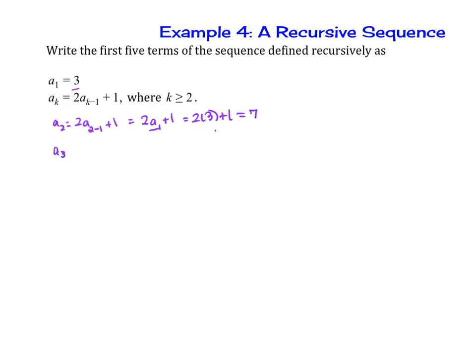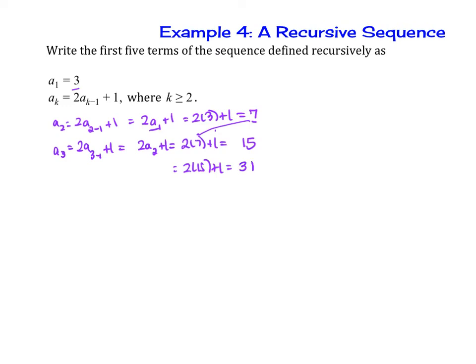So try the next one, a sub 3. So 2 times a sub 3 minus 1 plus 1. So that's 2 times a sub 2 plus 1. A sub 2 is this term here, so it's 2 times 7 plus 1, and so that is 15. And really, if you notice, you're just continually plugging in that value here. So the next one would be 2 times 15 plus 1, right? We're plugging in that previous value, and so this is 31.